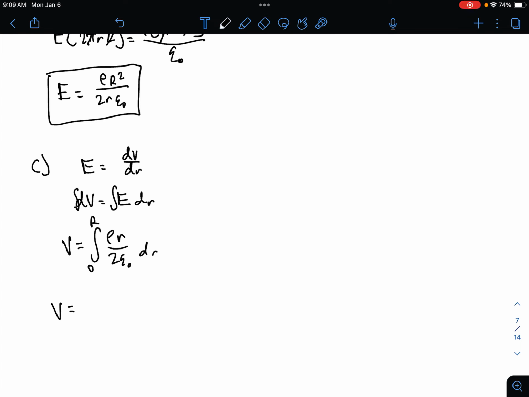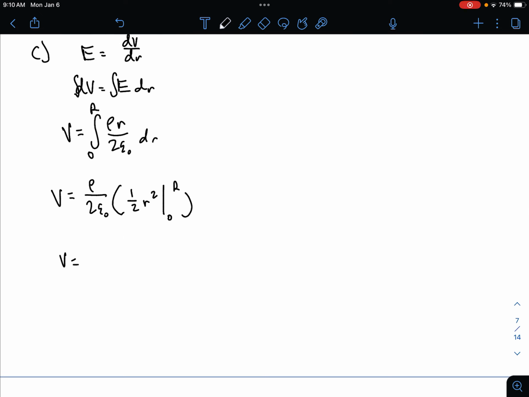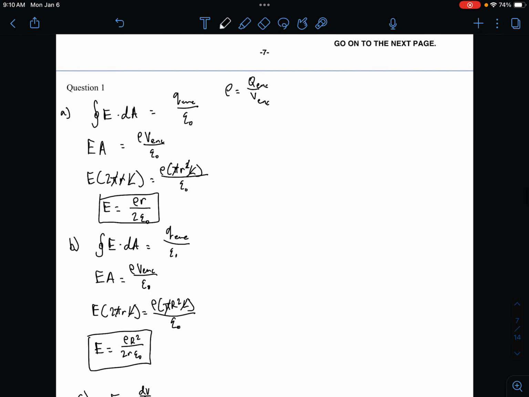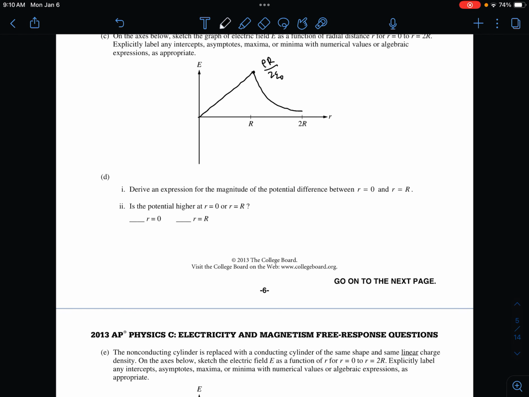V is going to equal rho over 2 epsilon naught, and it's just integrating r, right? Because when you pull out the constants, it's just r dr. So when you evaluate that integral, it becomes 1/2 r squared, going from 0 to R, and that leaves us with V equals 1/2 rho R squared over 2, no, not 2, because I took that 1/2, so over epsilon naught. Rho R squared over 4 epsilon naught, in other words. So there you go. Is the potential higher at r equals 0 or r equals R?